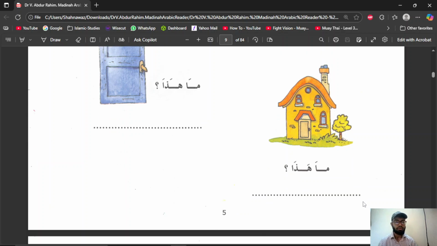Similarly, we go for this one, Mahada. This is a house. So house in Arabic is called Baytun. So we say Hada Baytun.